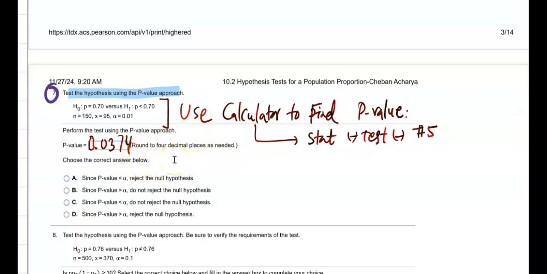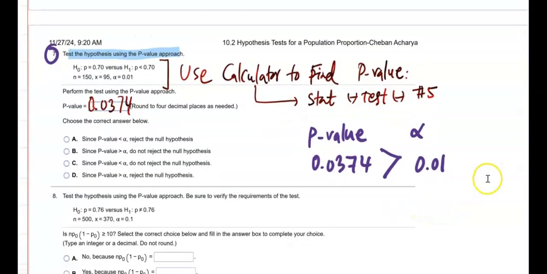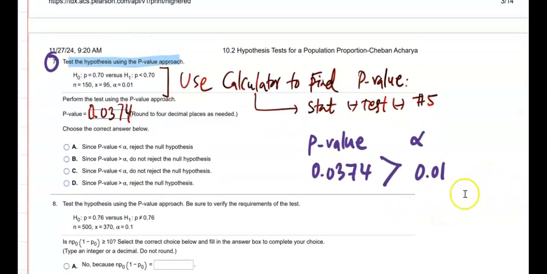Now let's compare. You don't need to find the critical value and test statistic. It doesn't ask you to find that, so you're just looking for the p-value. Let's compare p-value with the alpha. So p-value is going to be 0.0374. The alpha is going to be 0.01. So obviously p-value is greater than alpha. You guys see that, 0.0374 is greater than 0.01. So p-value is greater than alpha.